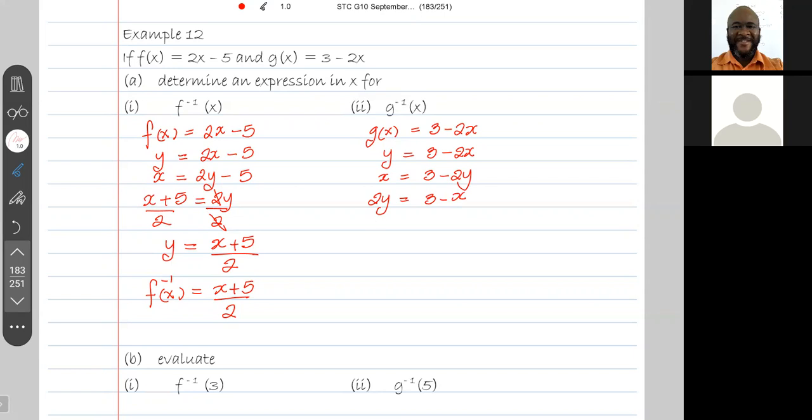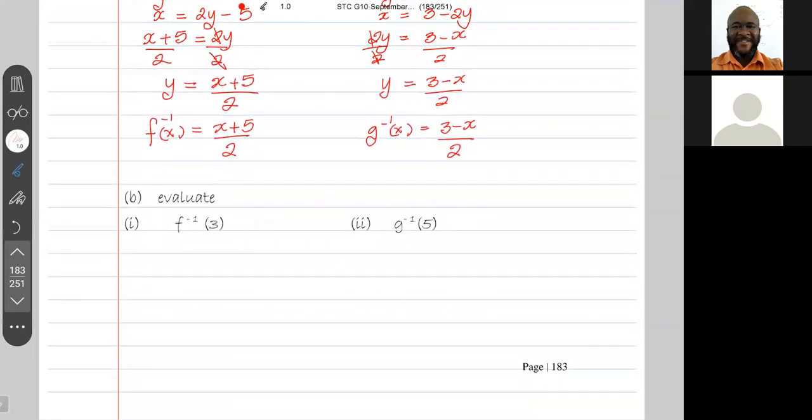Then I'm going to divide both sides by 2. And when I do, I have y is equal to 3 minus x over 2. Step 4, take out y and say g inverse of x is equal to 3 minus x over 2. All right, so it's 3 minus x over 2. All right, so let's go down to the B part of the question.